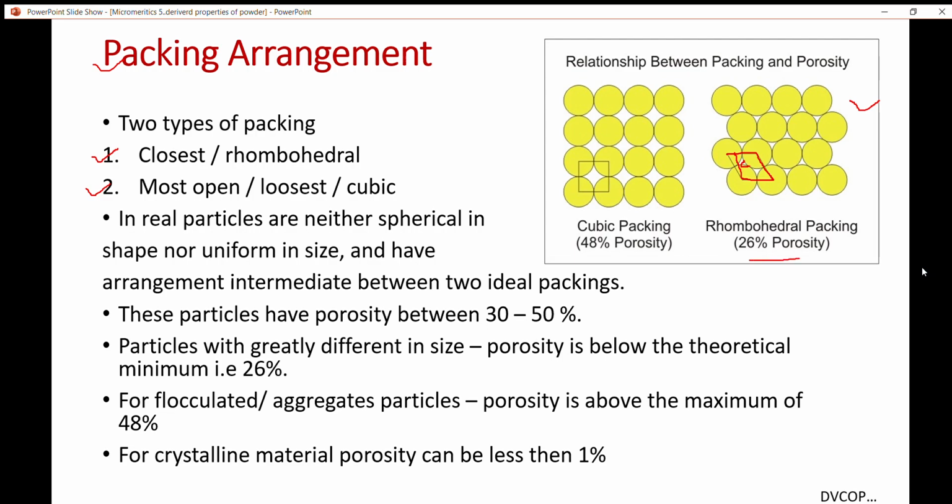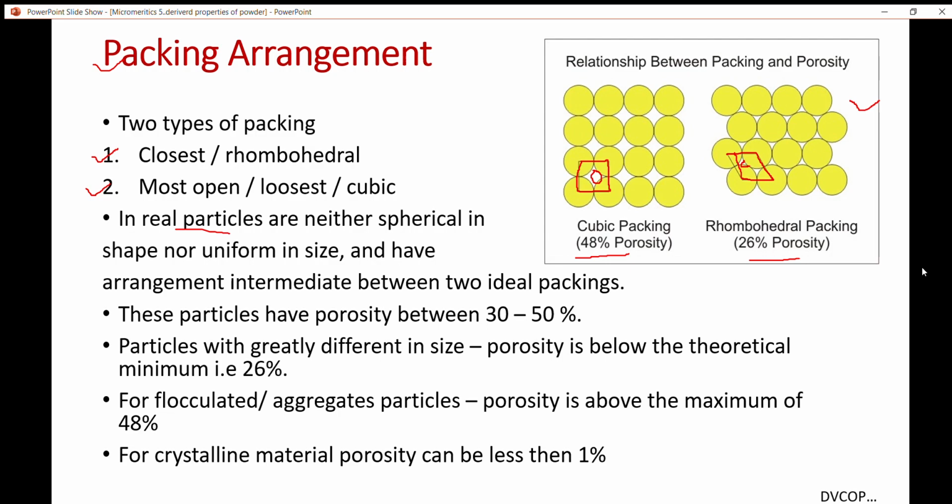For the second type of packing arrangement, the particles present in the powder are arranged in a cubic pattern. Hence such type of packing arrangement is known as a cubic arrangement. Also the particles in this cubic arrangement have a large intermediate space compared to the rhombohedral packing. Hence it is known as a loosest or most open packing. For such type of arrangement the porosity is 48%.